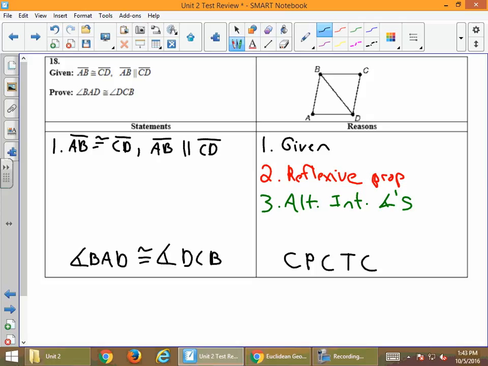Now, how did you know that was going to be CPCTC? Because it's angles, or it could be segments. It's saying something other than triangles. So it's always going to be CPCTC. Okay, CPCTC. It's fun to say.